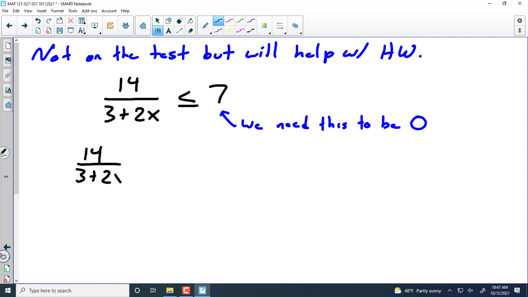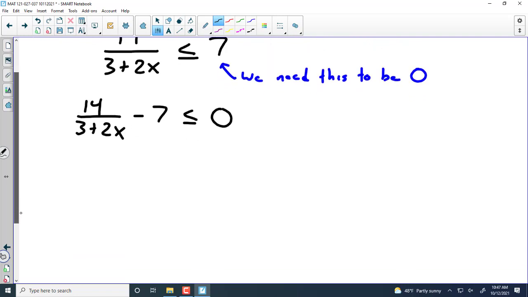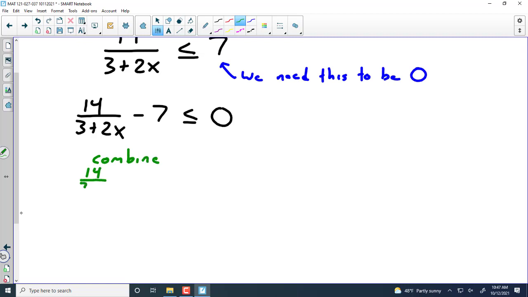I'm going to try and do this in as many steps as possible so I don't lose you. I'm going to subtract the 7 from both sides. Now I have a 0 over there. But this is not that easy to work with like this. So what I need to do is combine the 14 over 3 plus 2x and the minus 7. I need to combine them together. And the way I combine them together is I need a common denominator.